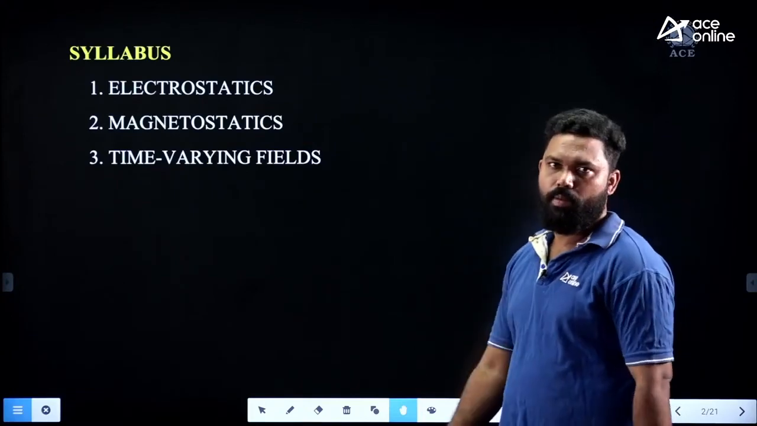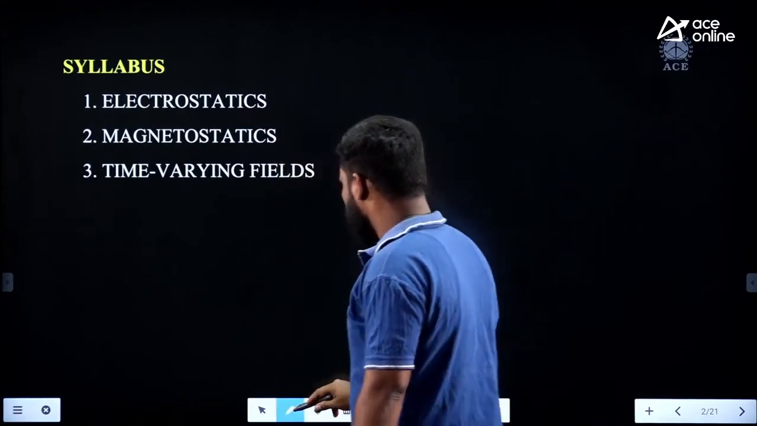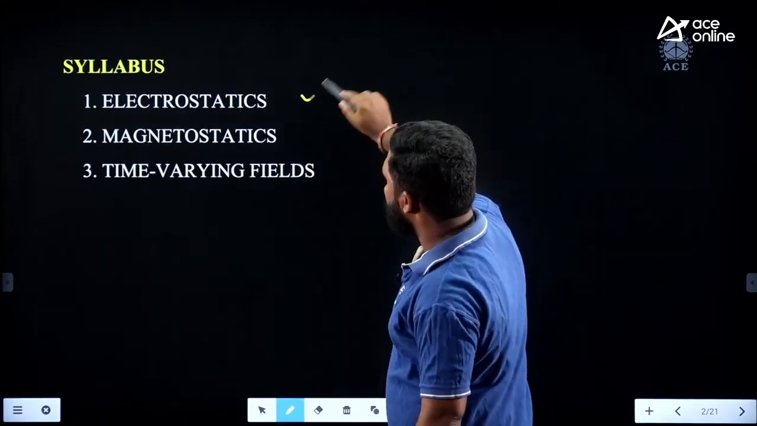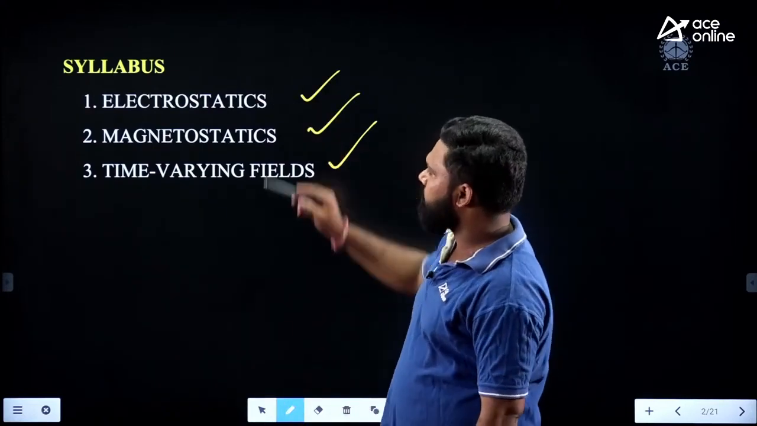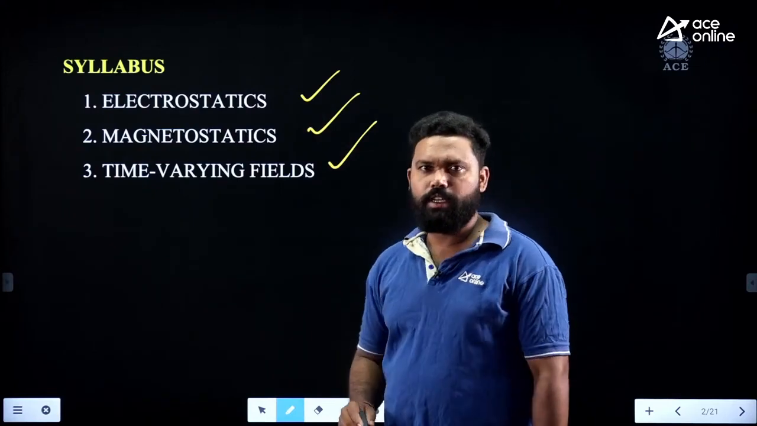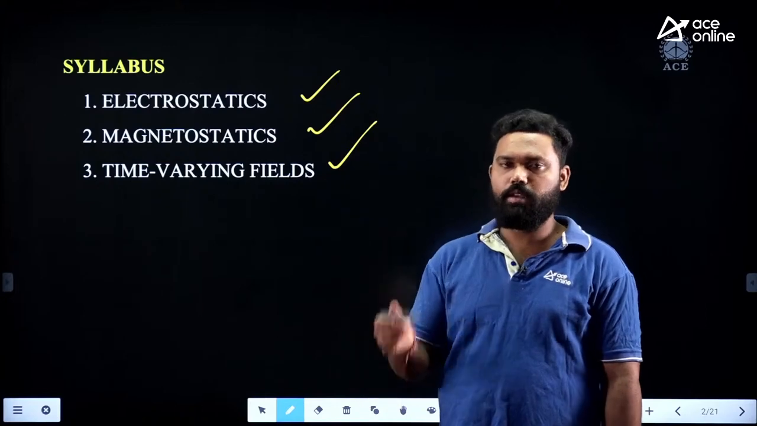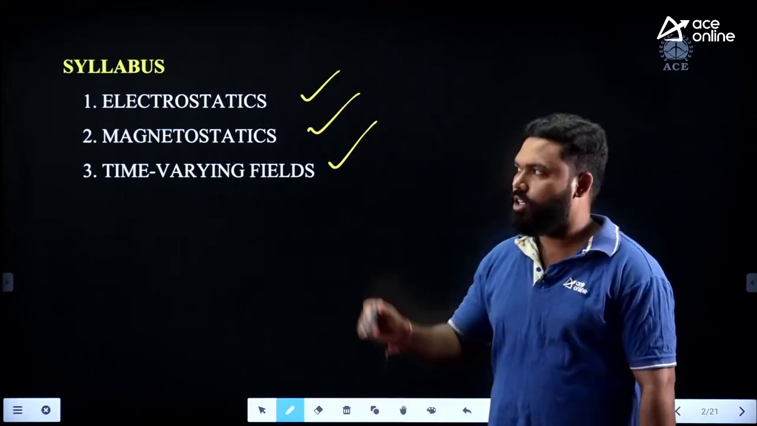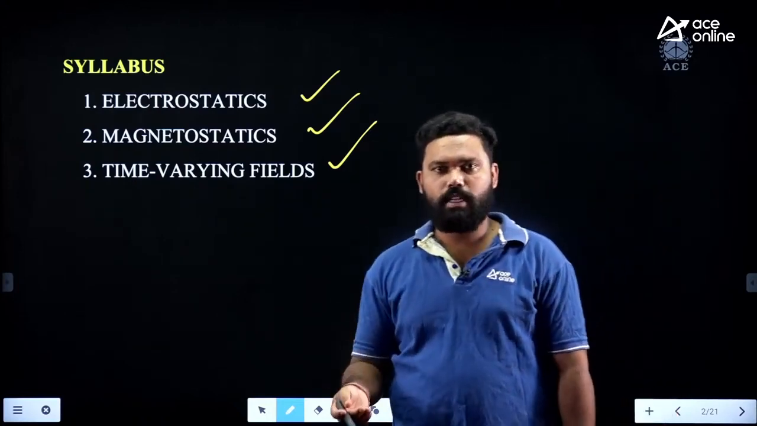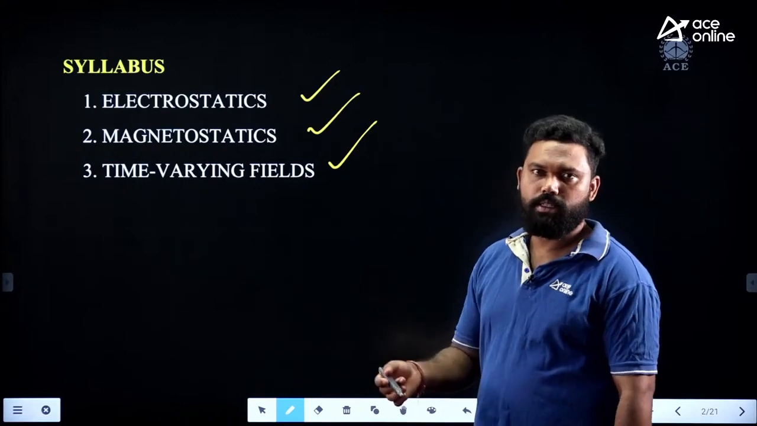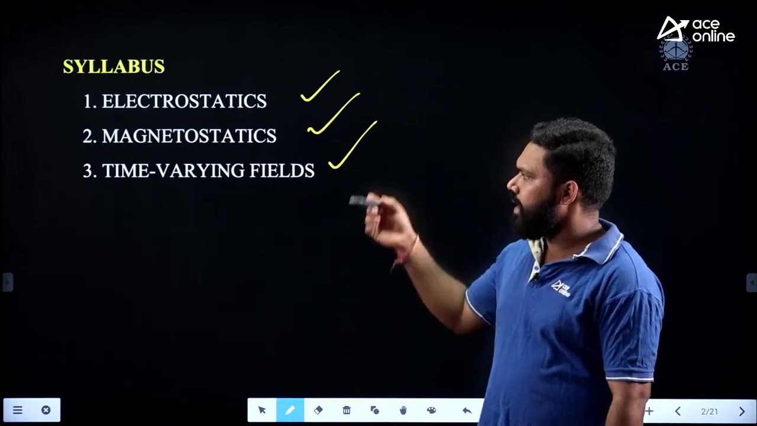So this is the syllabus. Electrostatics, magnetostatics, and then time varying fields. From the electrostatics, what questions can be expected? The questions related to Coulomb's law, electric field definition, different types of charges like point charge, line charge, surface charge, volume charge, Gauss's law, potential concept, and capacitors. And in magnetostatics, Biot-Savart's law, and different types of currents like line current, sheet current, volume current, Gauss's law for magnetic field, and inductor, and so on.